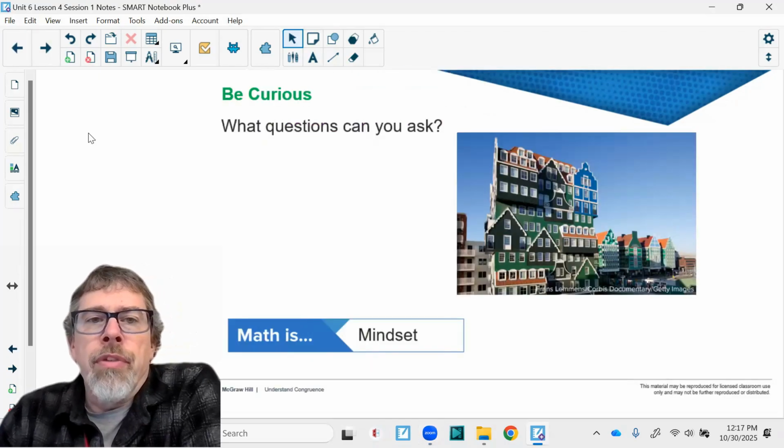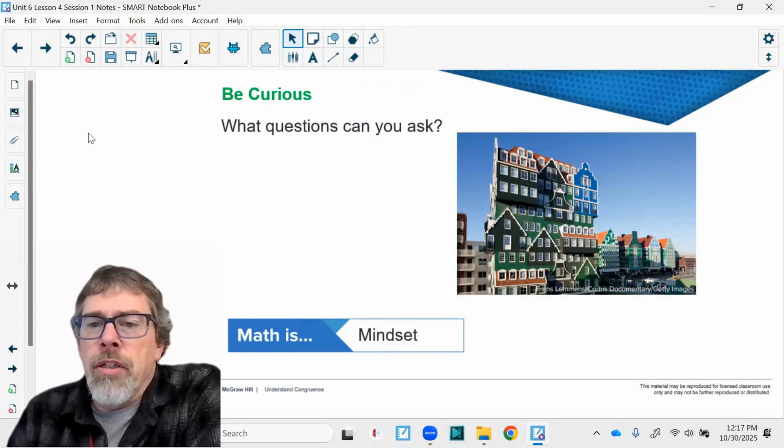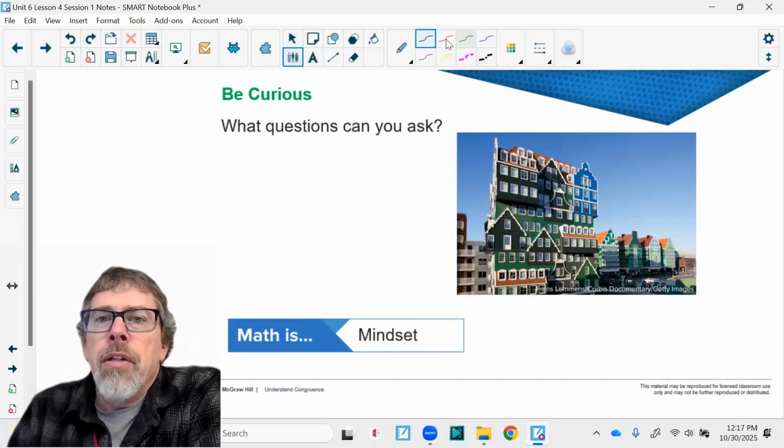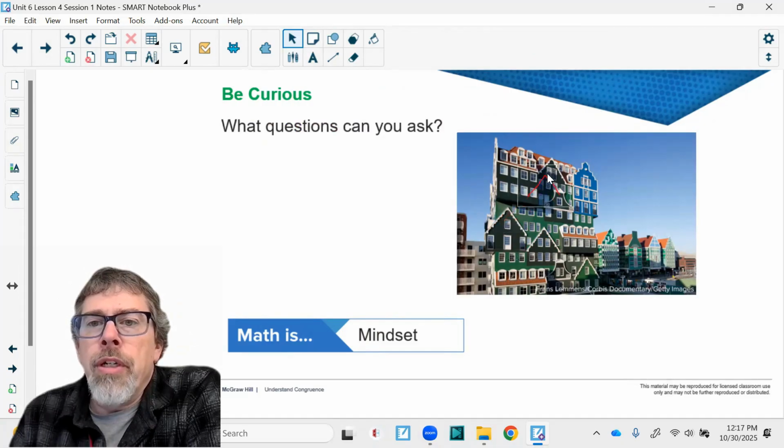Okay, so for starters, be curious, what questions can you ask? Well, if we look at a diagram like this or a photo like this, we could probably say, well, could I duplicate this peak for starters? And can I move it up to the other one? And is it the same, like so? And if I moved it over here, is that the same pitch?